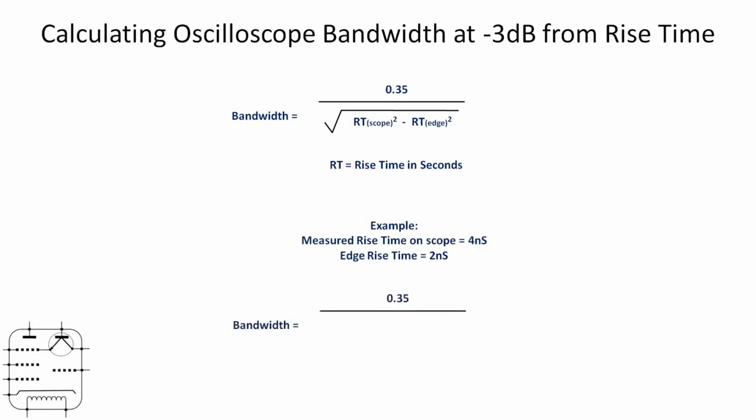Putting those into the formula, then it's 0.35 divided by the square root of 4 nanoseconds, that's 4 times 10 to the minus 9 squared, minus the edge of the square wave, which is 2 nanoseconds, 2 times 10 to the minus 9 squared, and the answer there would be 101.03 megahertz. The actual answer is in hertz, but just to make life easy, I've converted that to megahertz.